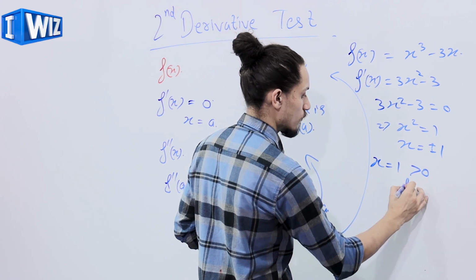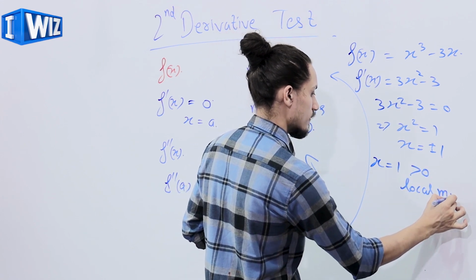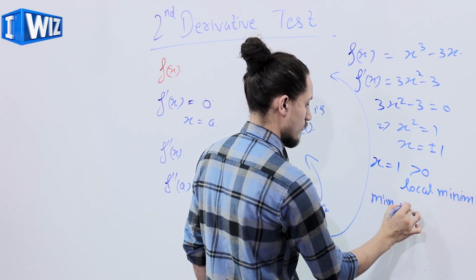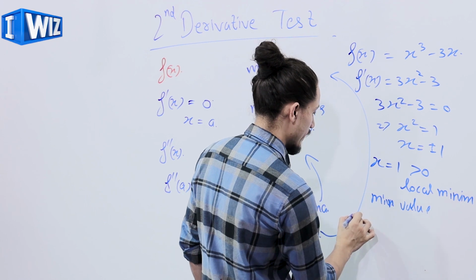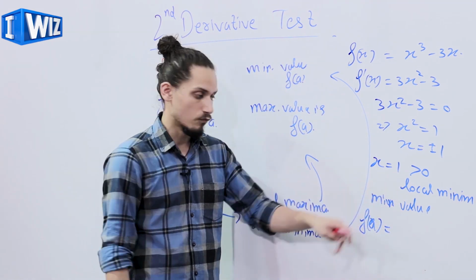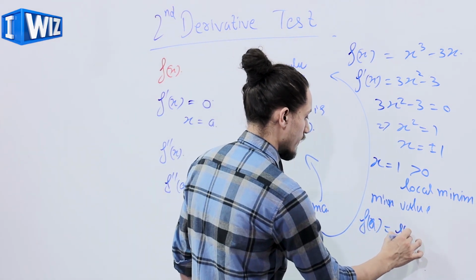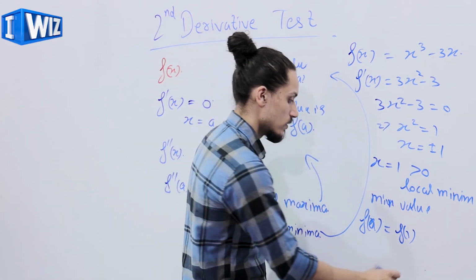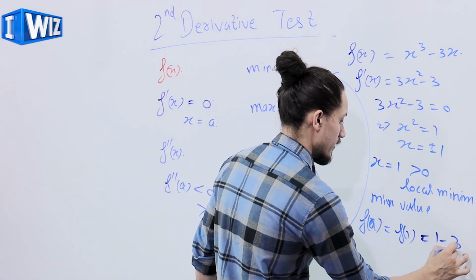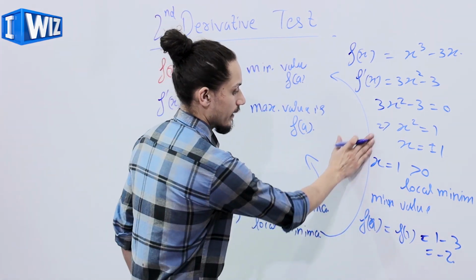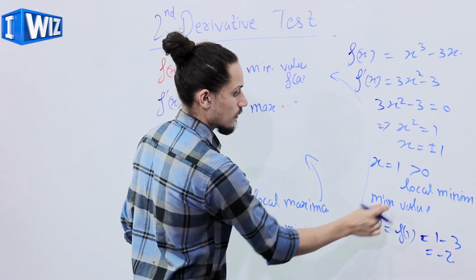So we have two values. At x is equal to 1, f double dash is greater than 0. So this is a point of local minima, and the minimum value will be given by f of a. A means f of 1. So f of 1 in this case is 1 cube minus 3 into 1. So 1 minus 3, which is equal to minus 2. So the minimum value is minus 2.